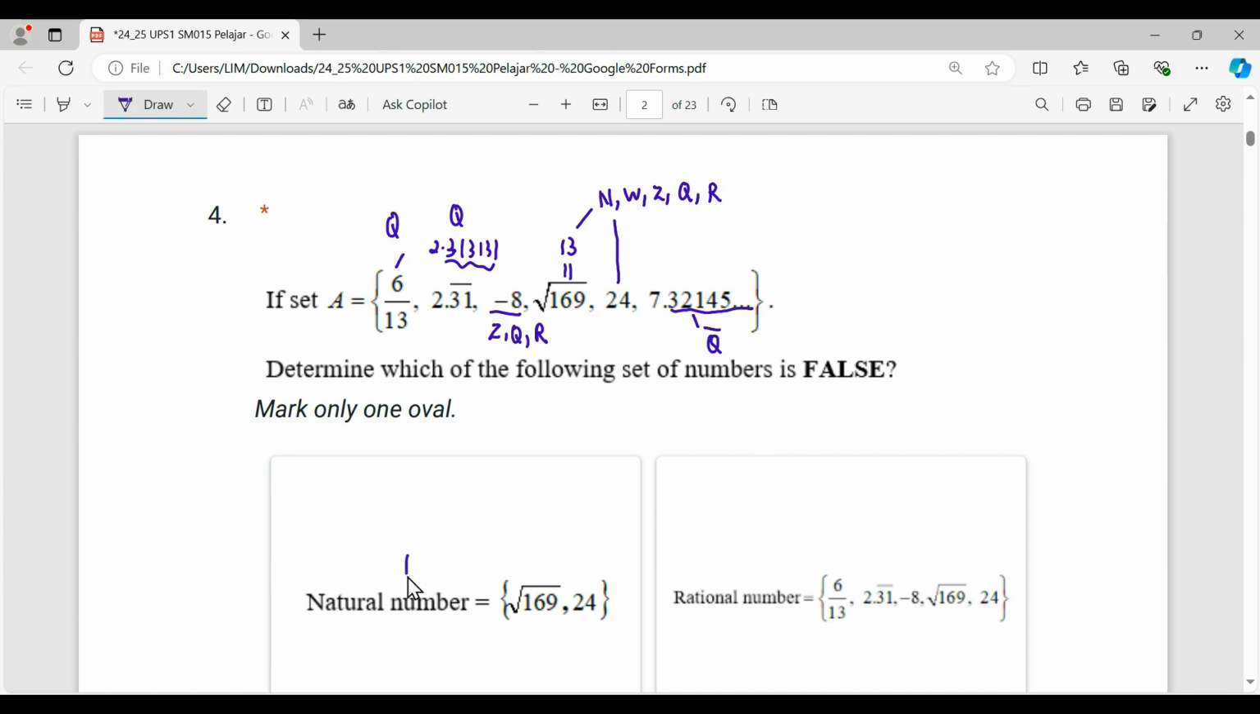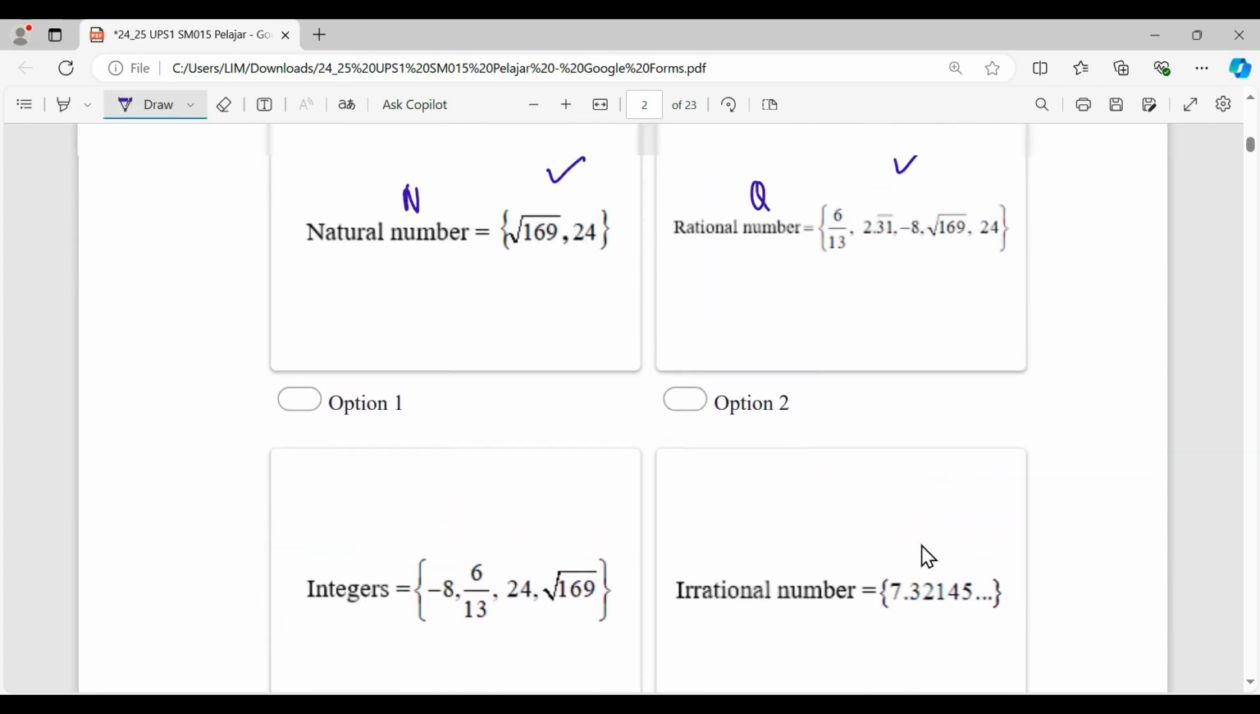For natural numbers, it is square root of 169 and 24. This is true. For rational numbers, which is Q, it is equal to 6 over 13, yes. The repeating decimal, yes. The negative integer, yes. So negative integer is a subset of rational numbers. Then the square root of 169, yes. And then the number 24, also yes. So this is true.